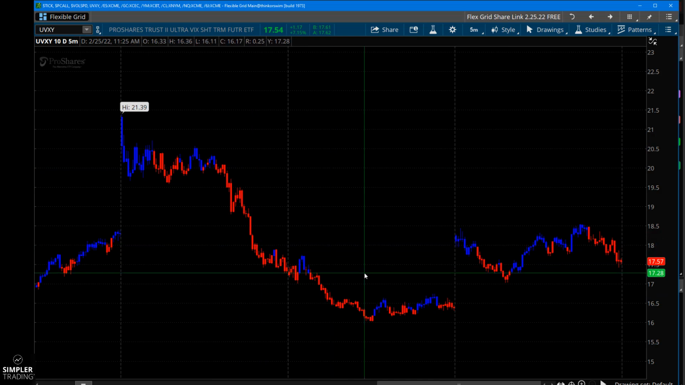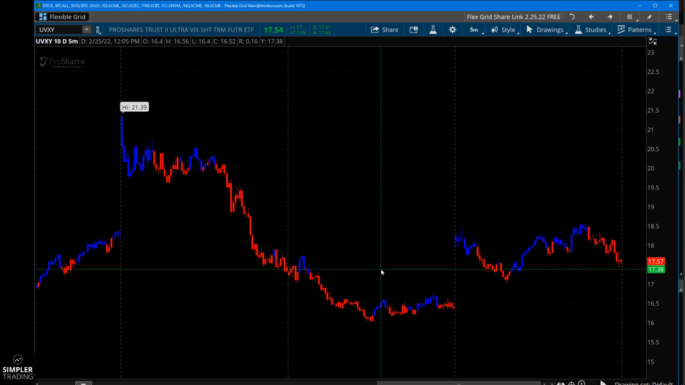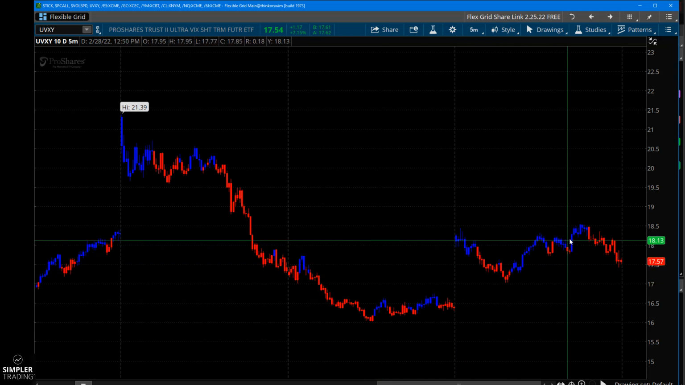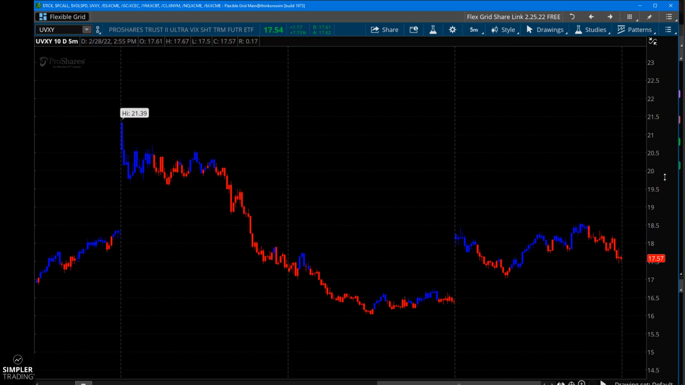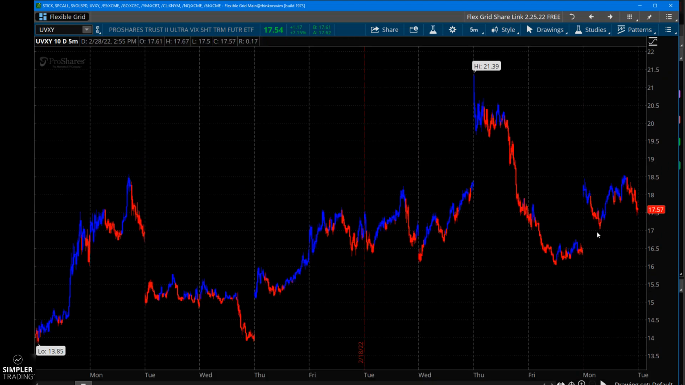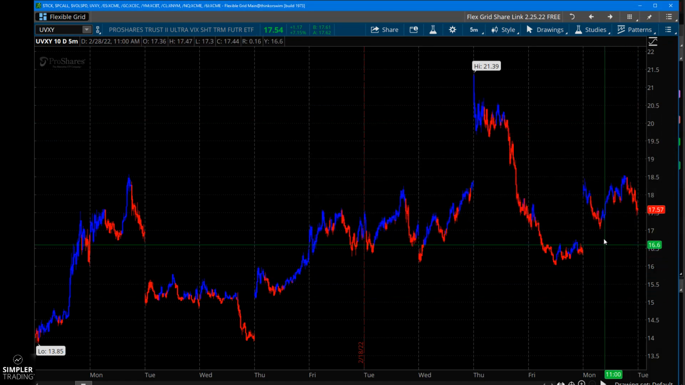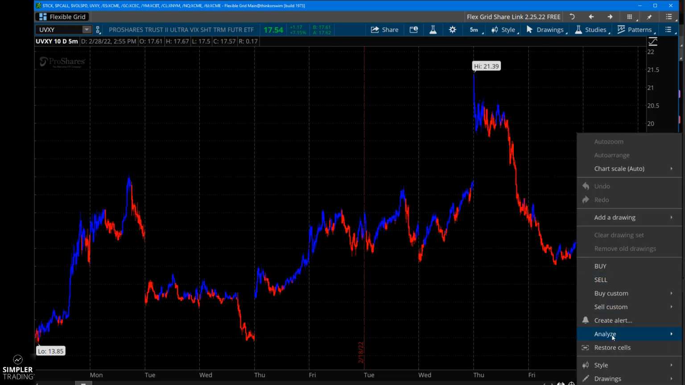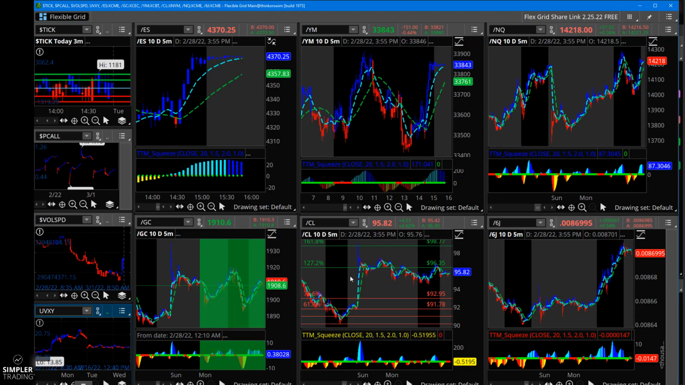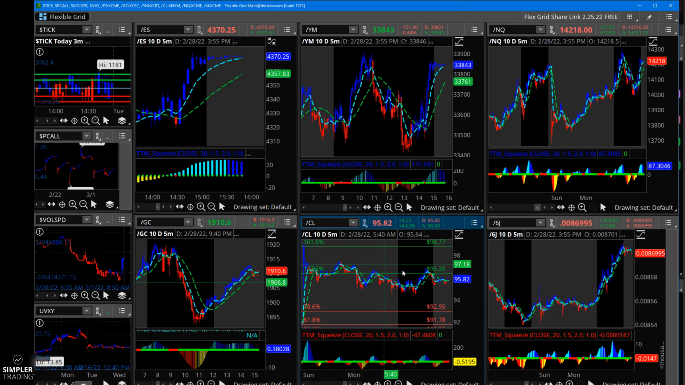So I also like to look at the UVXY on an intraday basis in addition to looking at the VIX on a daily basis. This just gives me an idea for how the VIX is trending, which also helps me make decisions on an intraday basis. Whoops, nope, don't want to be selling that. So anyways, these are just a couple different things that I look at throughout the day.